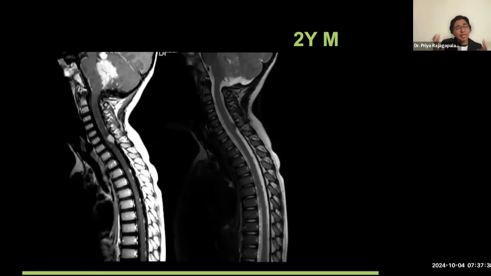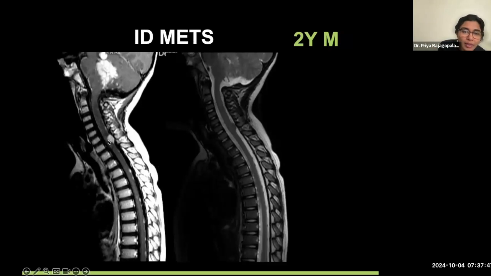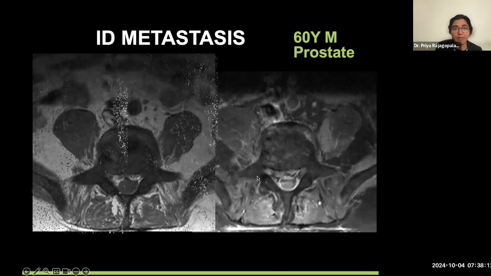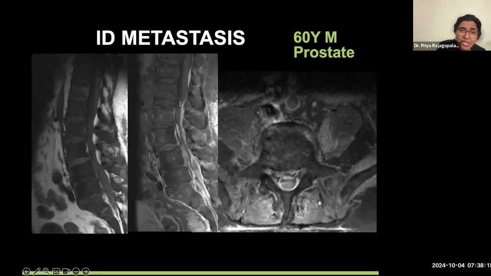Okay, so what else can be in this compartment? Like I said, mets can be in this compartment. So here are examples of metastasis in a patient with medulloblastoma. These are all multiple deposits of metastatic disease in this intradural extramedullary location in a 2-year-old with medulloblastoma. Now, here's a 60-year-old with prostate cancer. And as you can see, there is metastatic disease in this location as well, in this patient with prostate metastasis. And then here it is in the sagittal view as well.